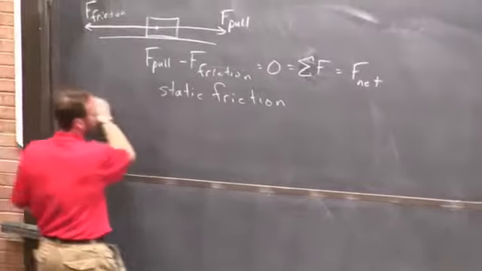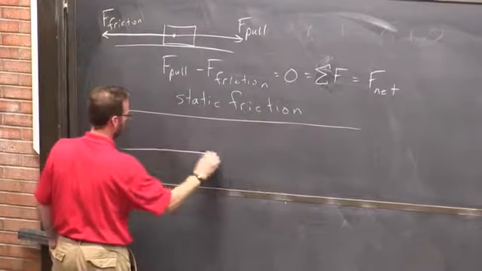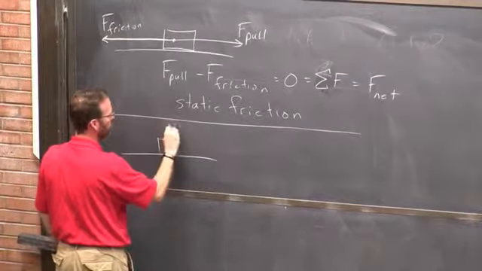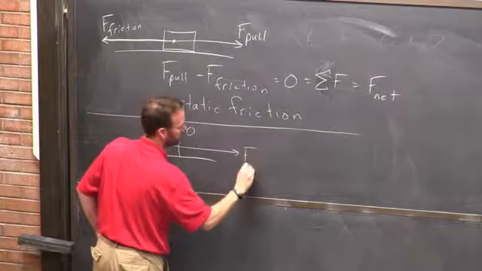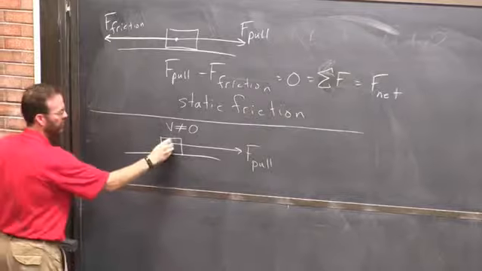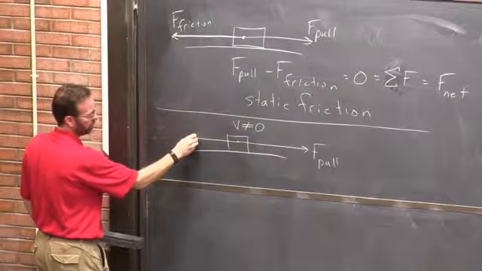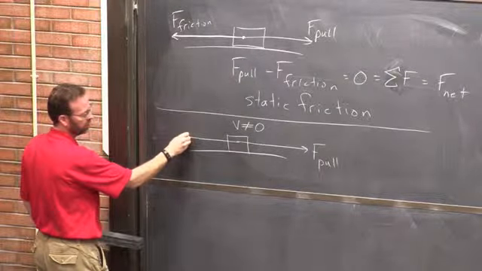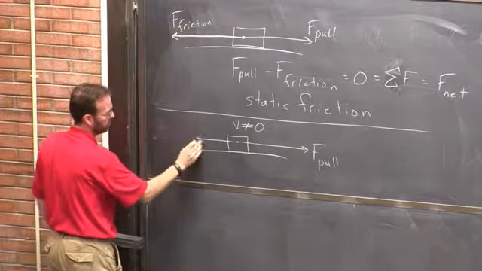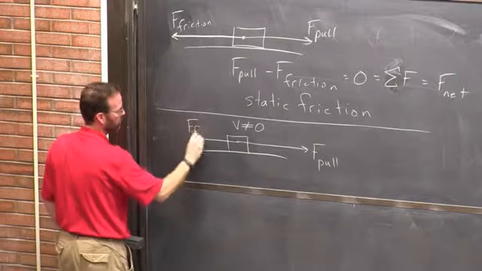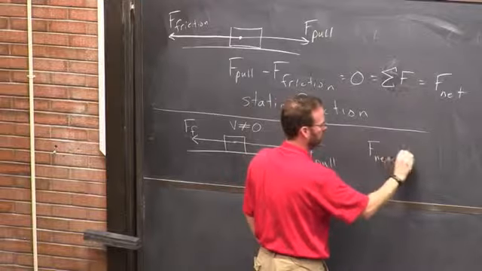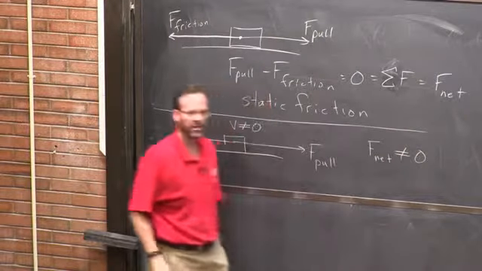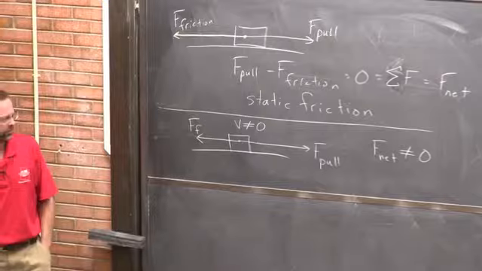Well, let's do that case. Now it's moving. The velocity is not 0. I'm still pulling it. There's still friction. But how should I draw this length? Shorter will be obvious. Friction. So the net force is not 0. Correct?